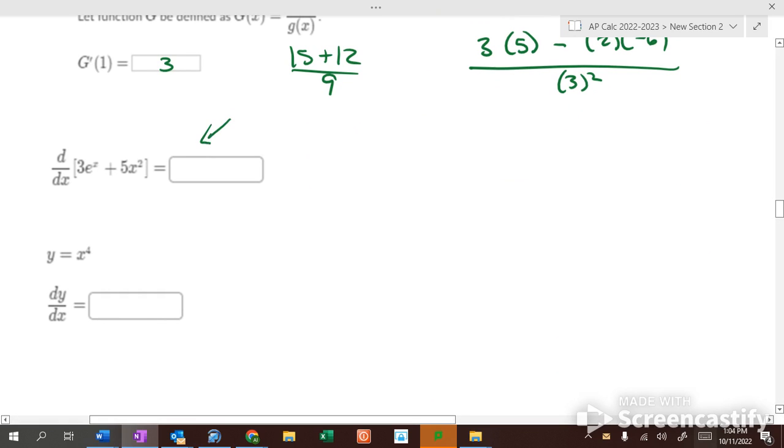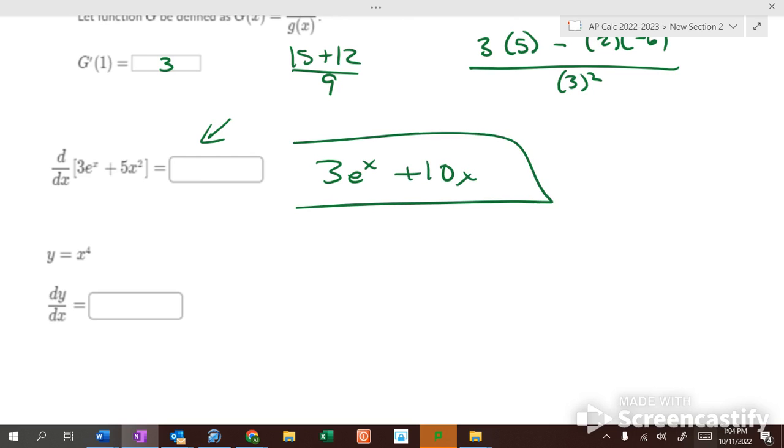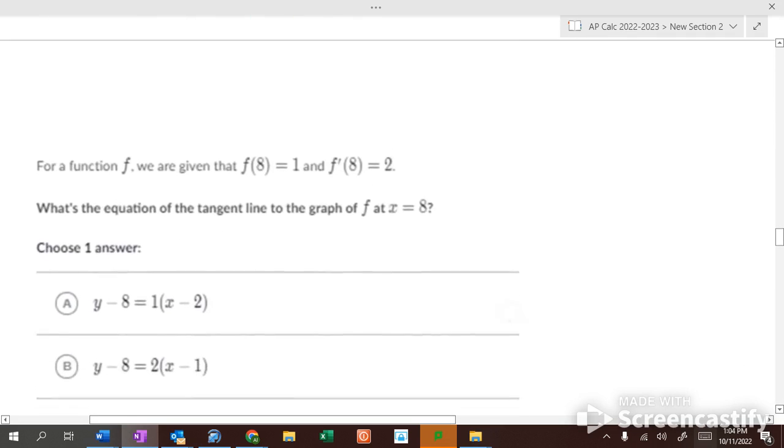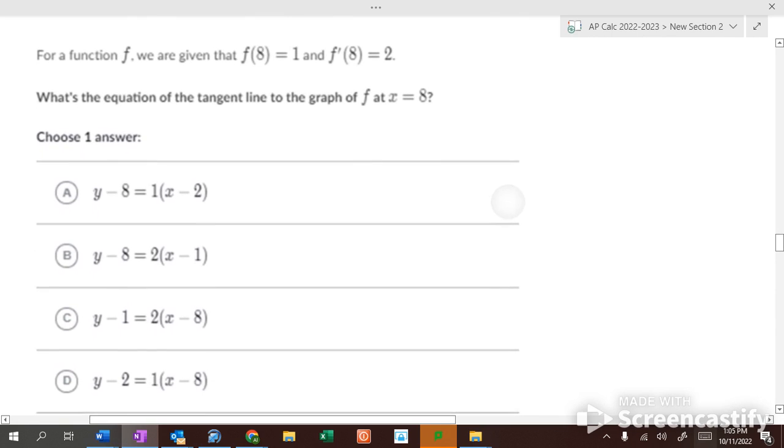How do we take the derivative of this bad boy? What's the first derivative of 3e to the x? Yeah, what is the first derivative of 3e to the x? I'm kidding around. I am such a humorous guy. All right, what's the first derivative of 5x squared? 10x. Okay, first derivative of x to the fourth. 4x to the third. You guys are derivative masters.